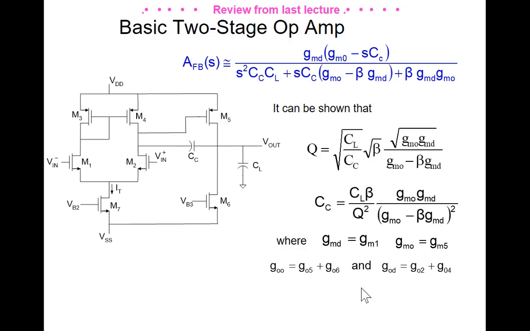So this relationship down here, GMD equals GM1, GM0 equals GM5, and so forth, that's the relationship for this particular structure. If I have a telescopic cascode structure, which is a homework problem, these expressions here will change. Yes? Where is GOO and GOD in any of those expressions? Okay, up here we need four terms. GMO, GMD, and that's it. GMD, GM out.